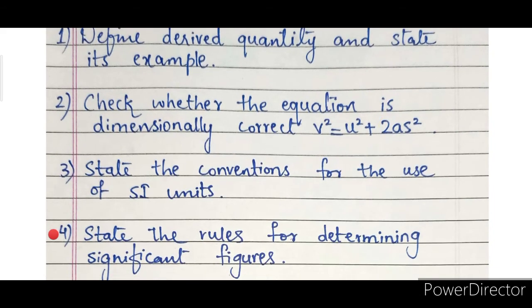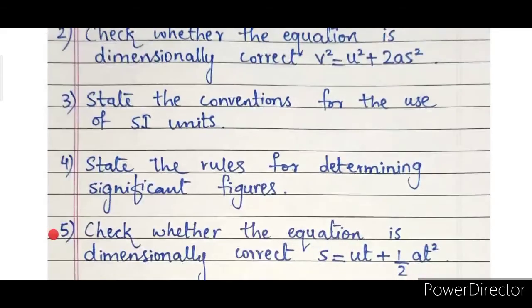Then next, question number 4, state the rules for determining significant figures. Here also, as the question is for 2 marks, any 4 points you are supposed to write. On page number 12 in the textbook, the rules for determining significant figures are given. 4 points are there. You have to write all 4 points there.